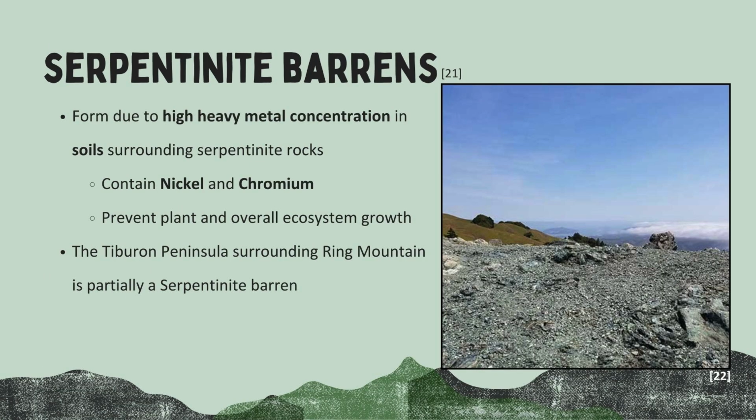As a result of the high serpentinite concentration in Ring Mountain, the surrounding Tiburon Peninsula has areas of serpentinite barren. Serpentinite barrens are areas that have soil derived from serpentinite rocks, which have high heavy metal concentrations, specifically regarding nickel and chromium. This contaminated soil prevents plant and ecosystem growth, resulting in an area of barren land. A photo of the Serpentinite Barren can be seen on the right. Note its lack of greenery and animal life.